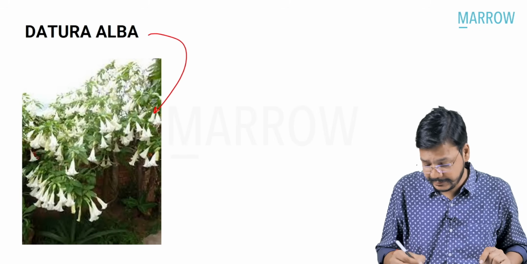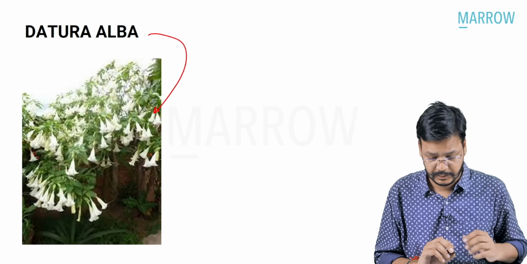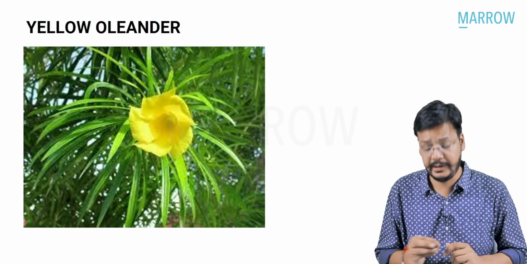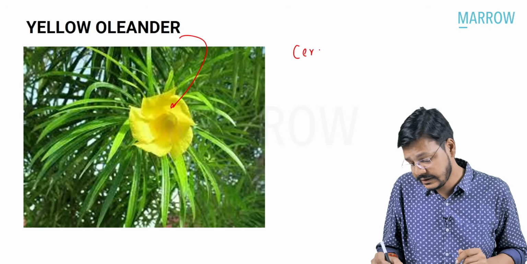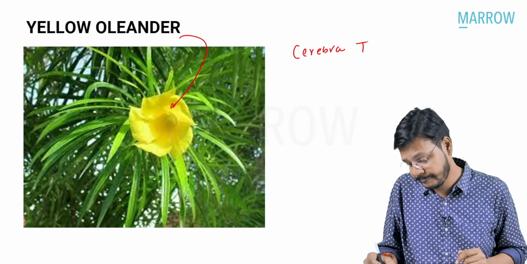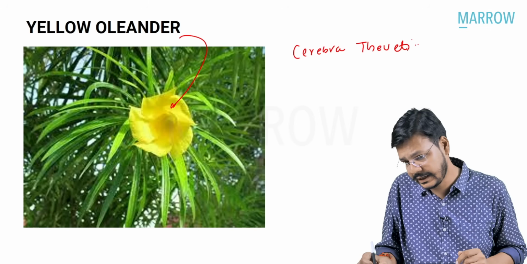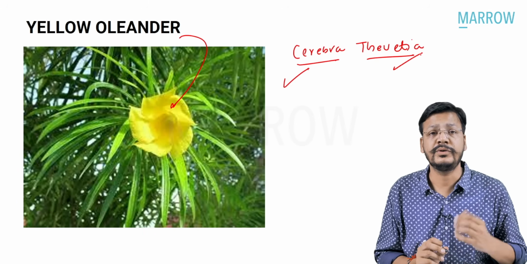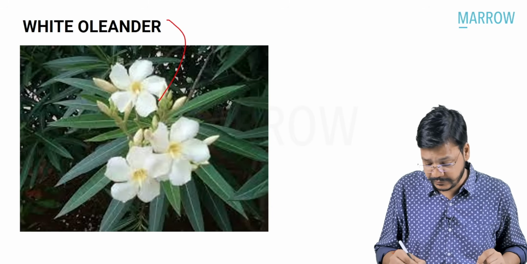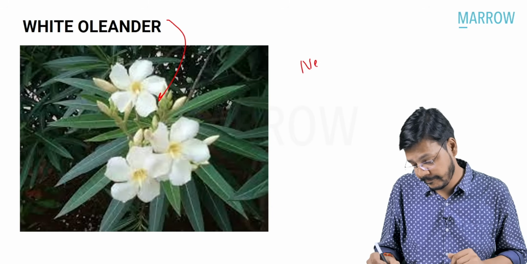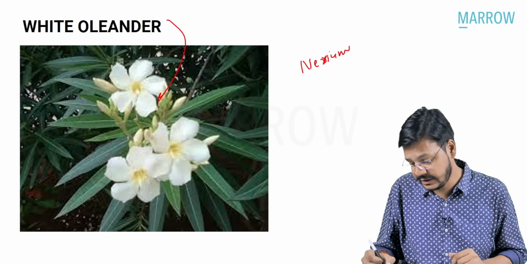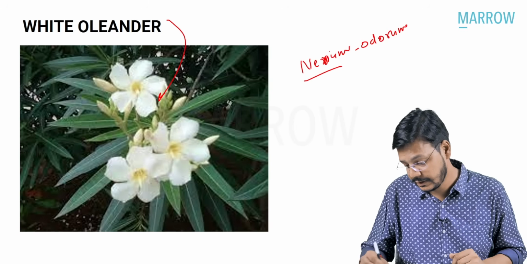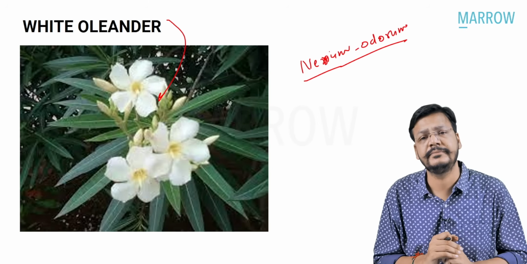This is Datura alba. Yes, Datura alba, white Datura. And this is yellow oleander. Friends, the yellow oleander is also known as Cascabela thevetia. So the active principles are cerberin or thevetin. And this is white oleander or pink oleander. This is Nerium odorum. The active principle is nerine.